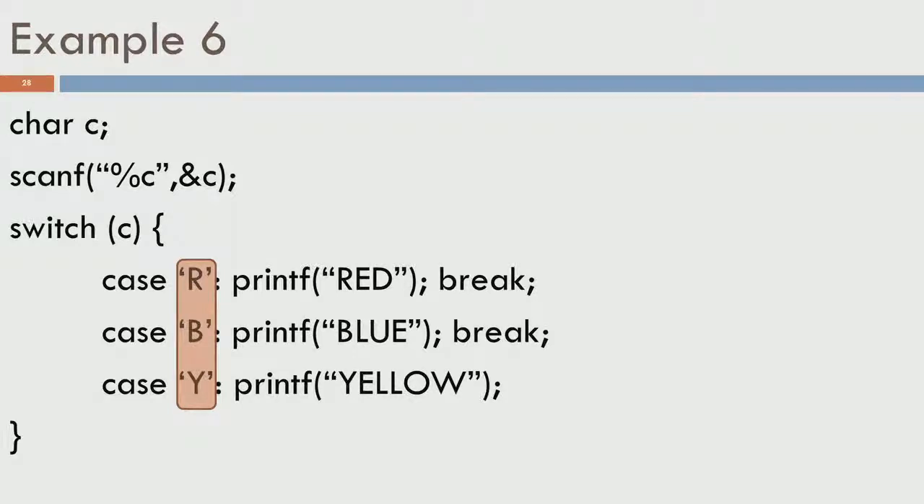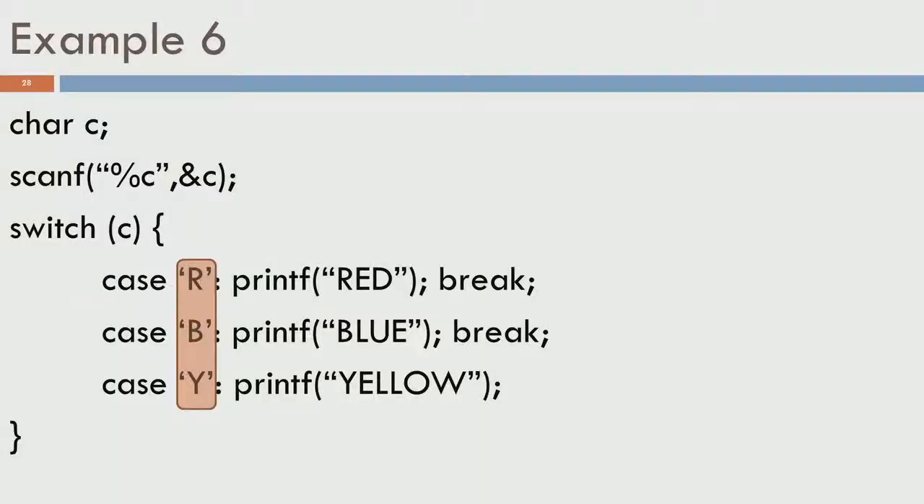So, remember variables are those that can change value during the execution of the program, whereas these are constants, they cannot change their values during the execution of the program. So, C is a variable, but within quotes R, within quotes B and within quotes Y are all character literals, they cannot change their values. So, what you are looking for is if C, the character that you got from the user, is one of these, then one of these statements should execute.